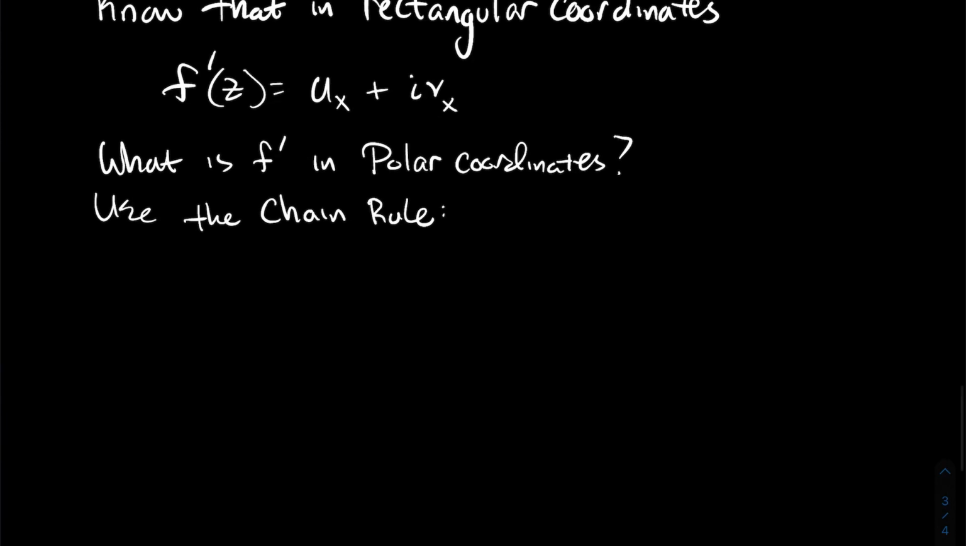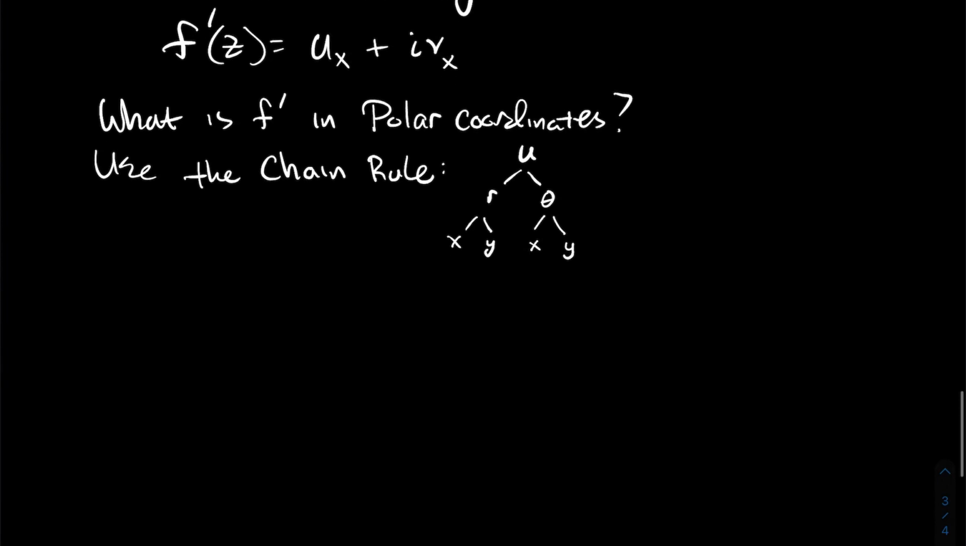Again, we're going to use the chain rule, but we're going to flip-flop which are the independent and intermediate variables. Now notice r theta is in the middle and xy is on the bottom. But what we can do then is rewrite the partial of u with respect to x.